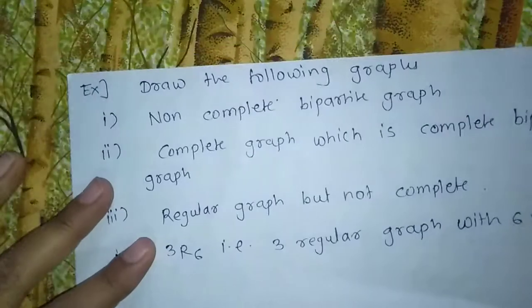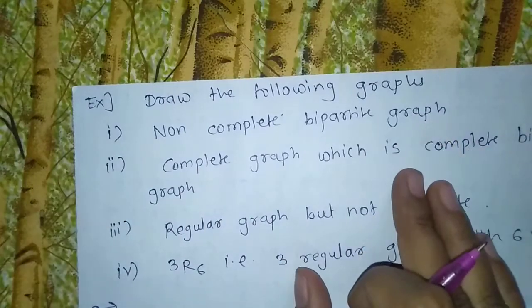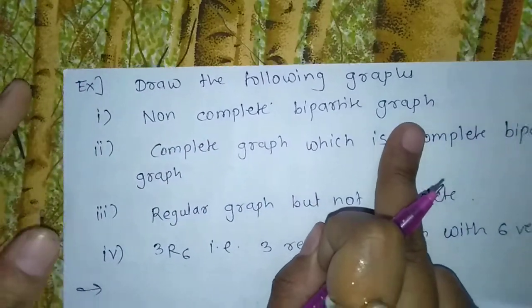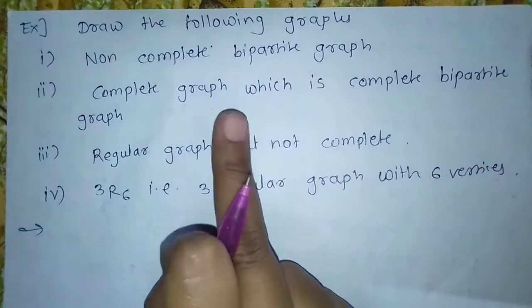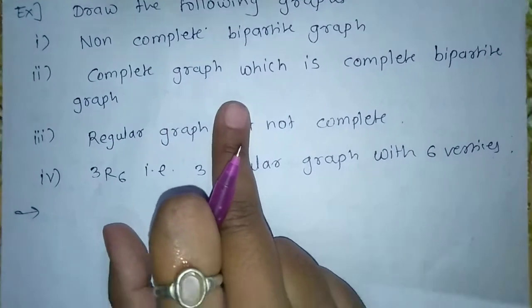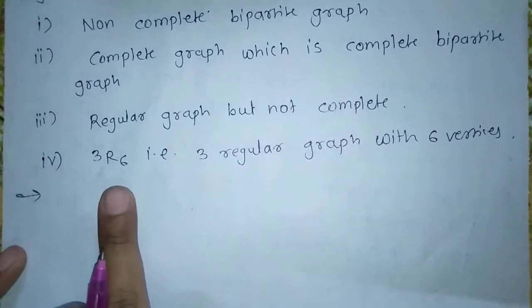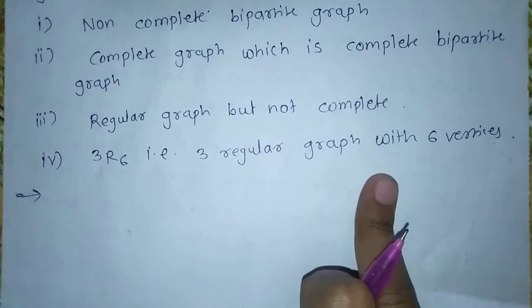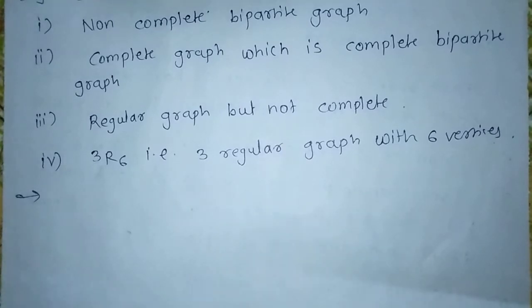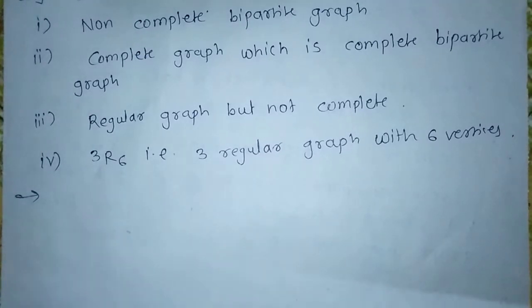Next example, draw the following graphs. First, a non-complete bipartite graph. Second, a complete graph which is a complete bipartite graph. Third, a regular graph but not complete. And fourth, 3R6, that is a 3-regular graph with 6 vertices. First of all, we have to know the definition of regular graph, complete bipartite graph, and 3-regular graph with 6 vertices. That means m-regular graph with n vertices.